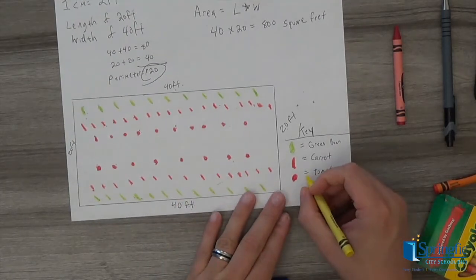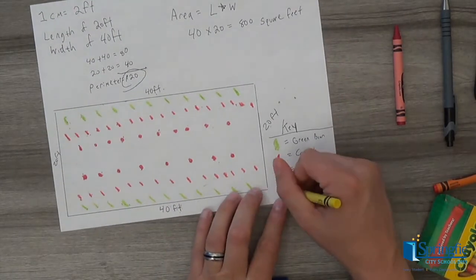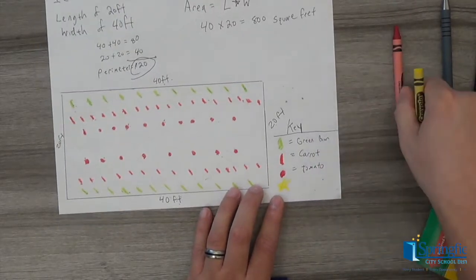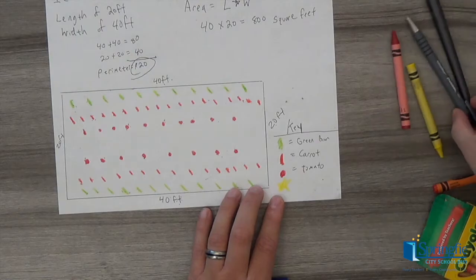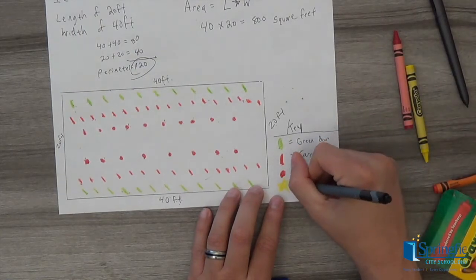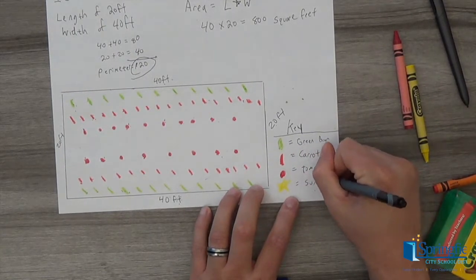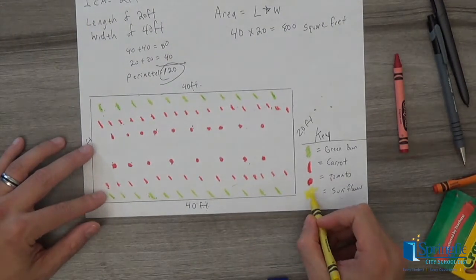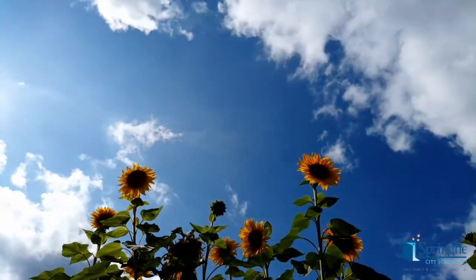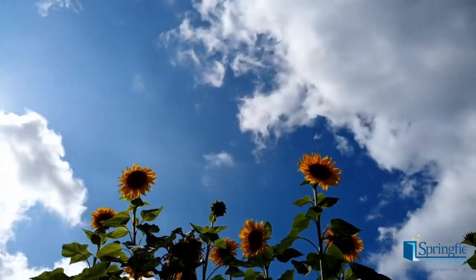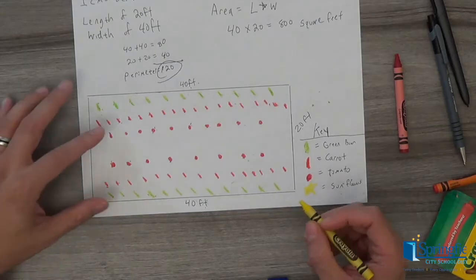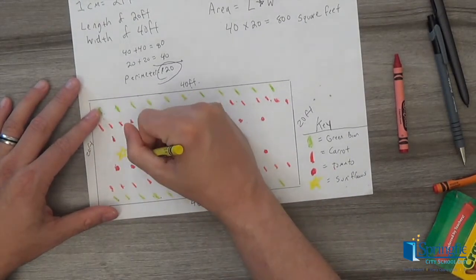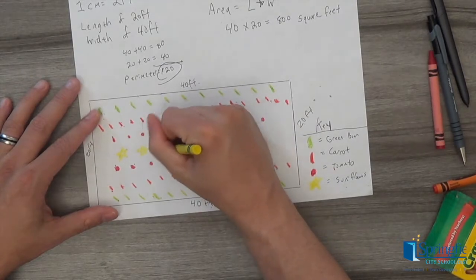So the last one we're going to do will be the sunflowers. And for the sunflowers, we're going to get our yellow, and we're going to make little stars here. The yellow star will represent the sunflowers. And we don't want to put a whole lot of sunflowers in here, because since they get so big, they're going to require a lot more resources, and we don't want them stealing the resources. So we're going to put just a few in here, right in the center.